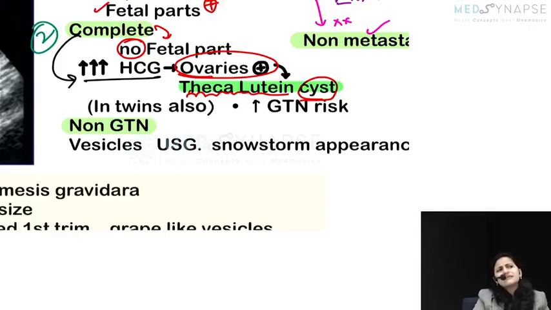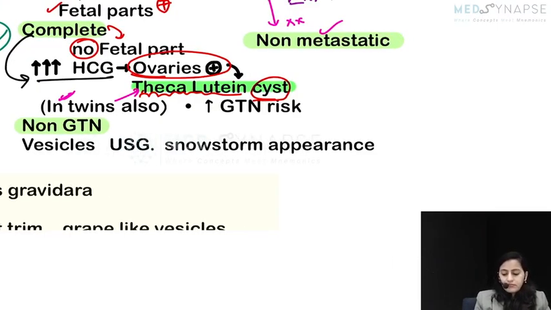Where else can I see theca lutein cysts? Where else is the beta HCG high? Twin pregnancy. In twins, the beta HCG is high. There can be theca lutein cysts there as well. More risk of turning into GTN, gestational trophoblastic neoplasia, is with complete or partial? Complete. So in complete there is more HCG, theca lutein cysts, and more risk of GTN.